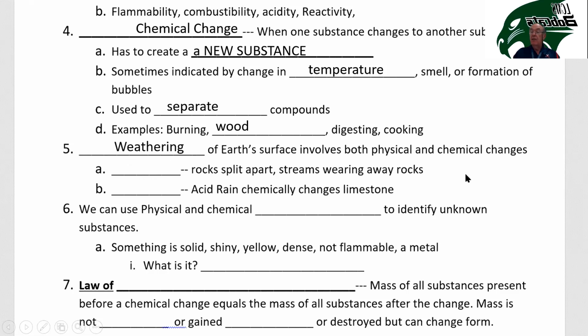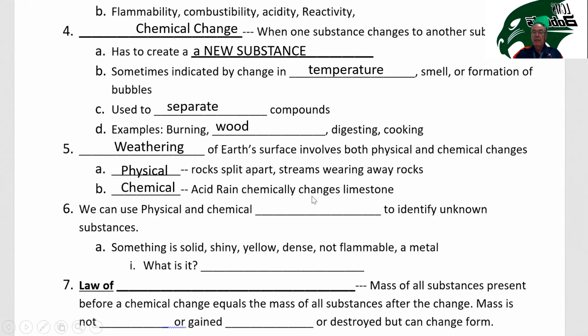The Earth goes through both physical and chemical changes when it weathers. Earth's surface involves both physical and chemical change. So it's physical when rocks split apart and streams weather things and then it erodes. Okay, so the water keeps running over the rocks, and it breaks it up and it makes sand. That's a physical change. The sand is made out of the same stuff as the rock is. It just got broke. Sometimes water freezes in a crack in a rock or a sidewalk during the winter, and when it freezes, it expands and cracks the rock. So it's just a physical change. You still have rock. You just got two pieces now.